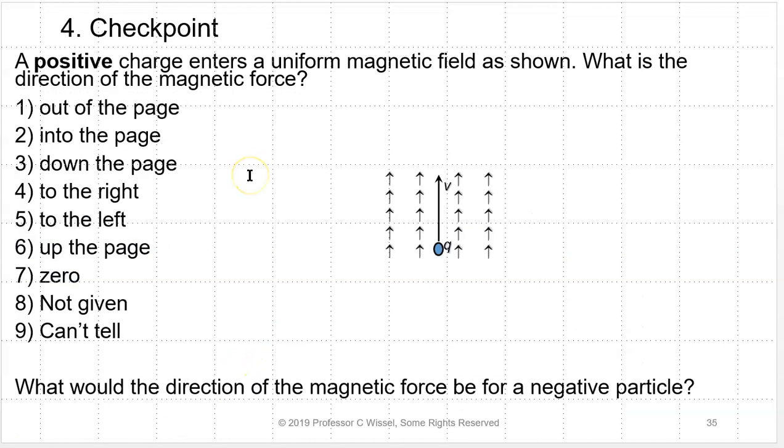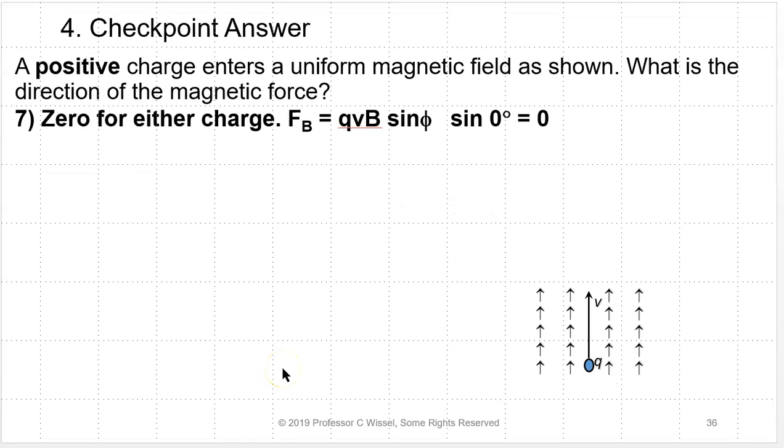A positive charge enters a uniform magnetic field as shown. What is the direction of the magnetic force? And what would the direction of the magnetic force be for a negative particle? Now notice the motion and the magnetic field are in the same direction. That means the force is going to be 0. Your middle finger and index finger are parallel to each other. When you do the right-hand rule or the left-hand rule, and you see the middle finger and the index finger being parallel to each other, the force is 0. And it doesn't matter whether it's a negative or positive charge. It'll work for either hand.